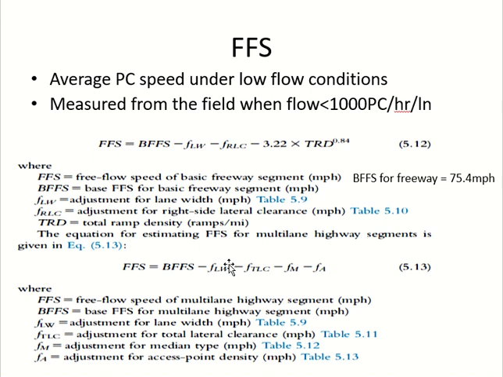Remember that we are talking about uninterrupted flow facilities. So in the case of these facilities, less than 1,000 passenger cars per hour per lane is considered low.